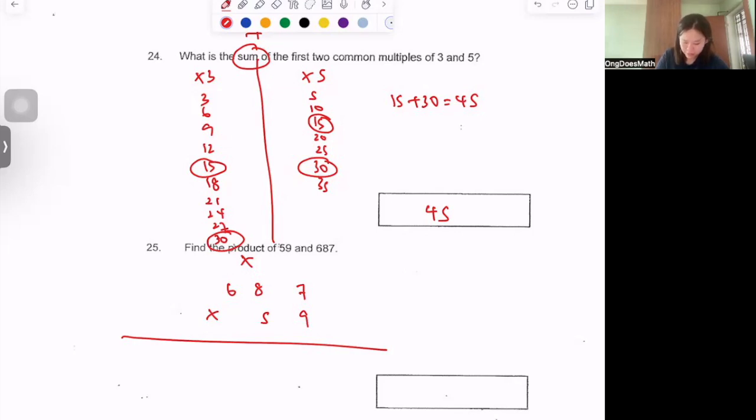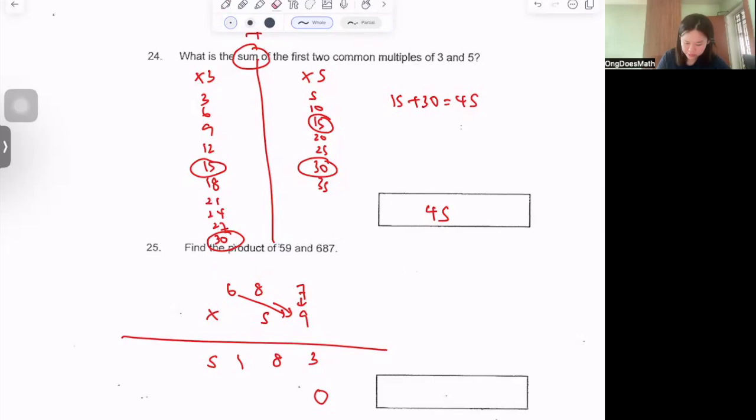So first you have to do 7 times 9, and that should give you 63. Next you do 8 times 9, that should give you 72, and you add a 6 here. So that should give you 78. Next will be 6 times 9, that gives you 54, plus this 7 over here, that should give you 61. Next, before you do anything else, the first thing you should do is to put a 0 here.